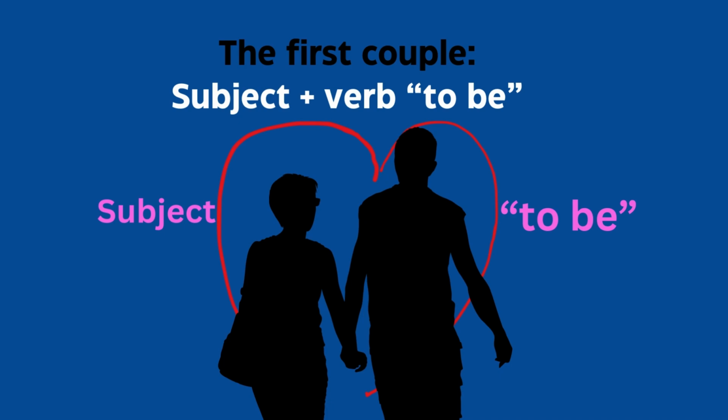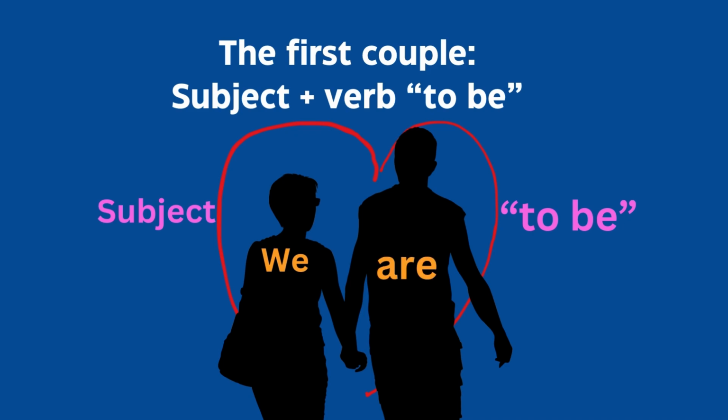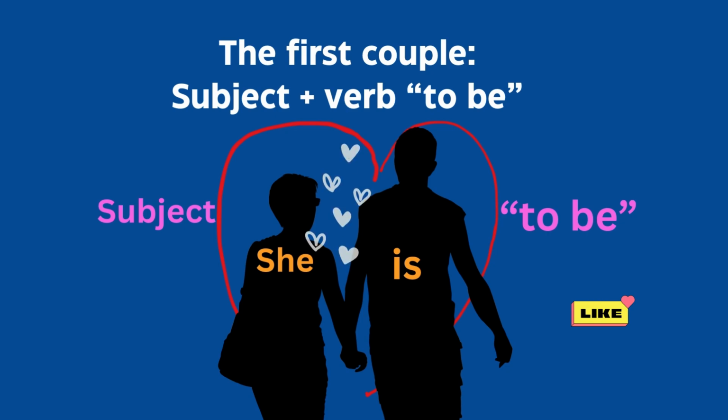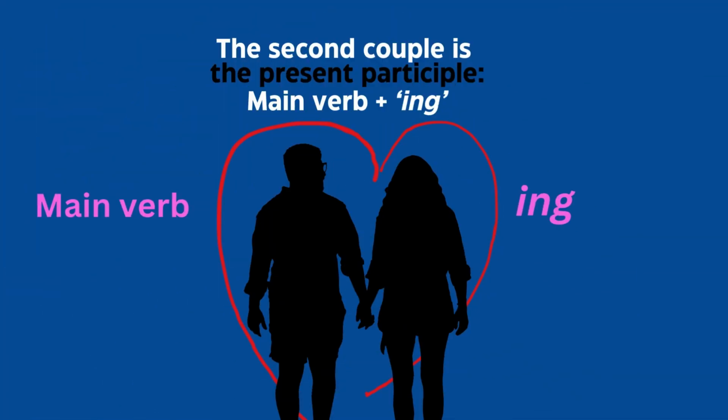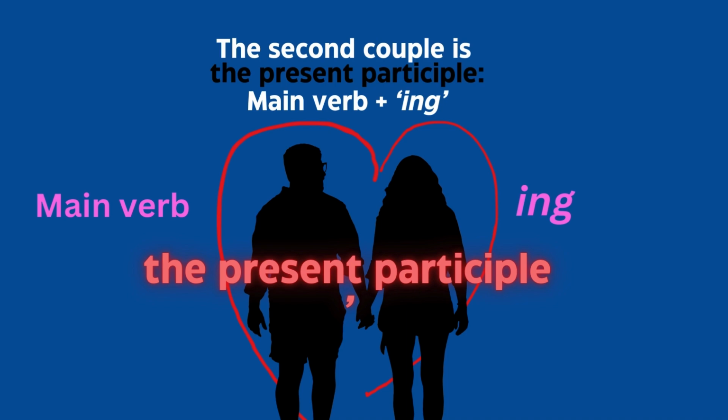Here are some examples. We are. We are is a couple. I am. I am is a couple. She is. She is a couple. Now let's look at the second couple. The second couple is the main verb plus ing. This is called the present participle. Let's look at some examples.